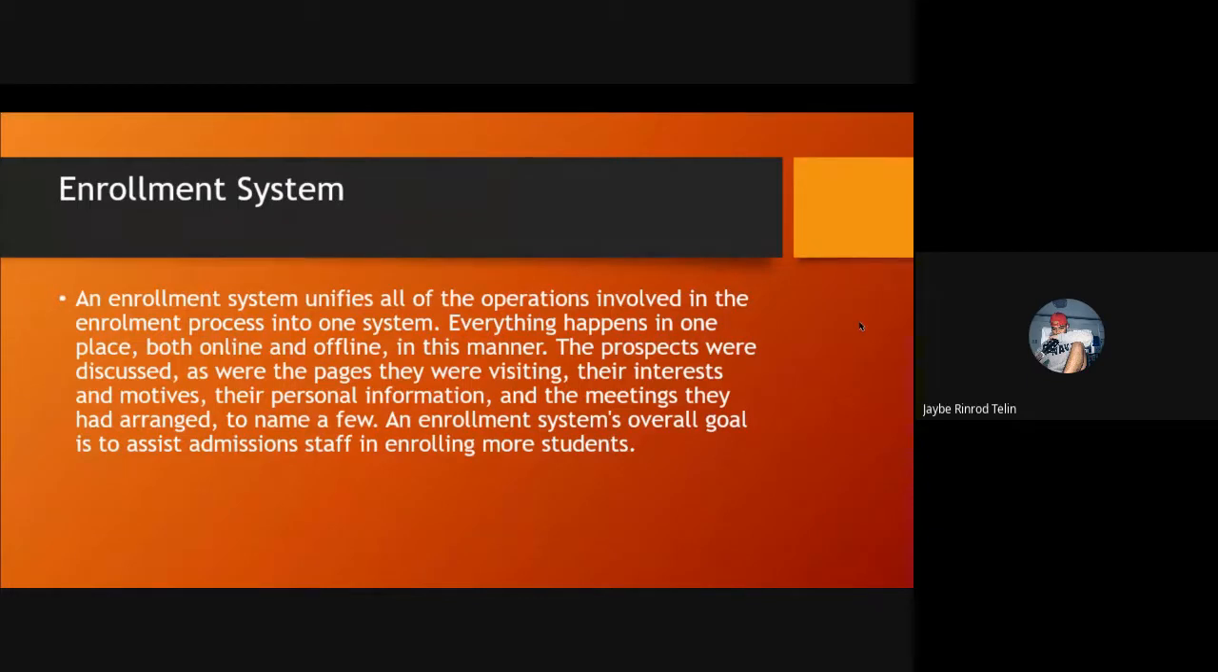So the same as other groups, we come up also with enrollment system. An enrollment system unifies all the operations involved in the enrollment process into one system. Everything happens in one place, both online and offline. The prospects were discussed as were the pages they were visiting, their interests and motives, their personal informations, and the meetings they had arranged, to name a few. Enrollment system overall goal is to assist admission staff in enrolling more students.